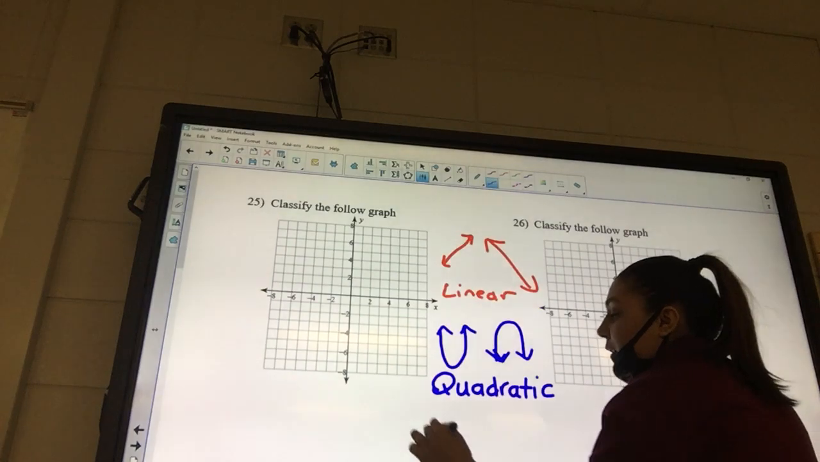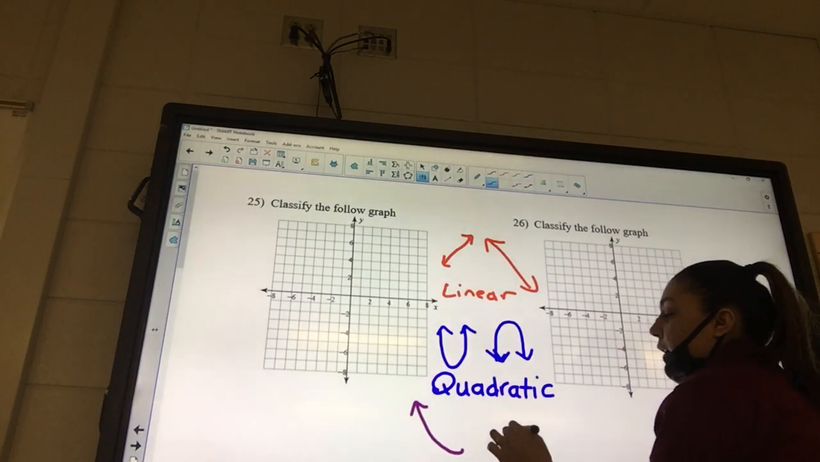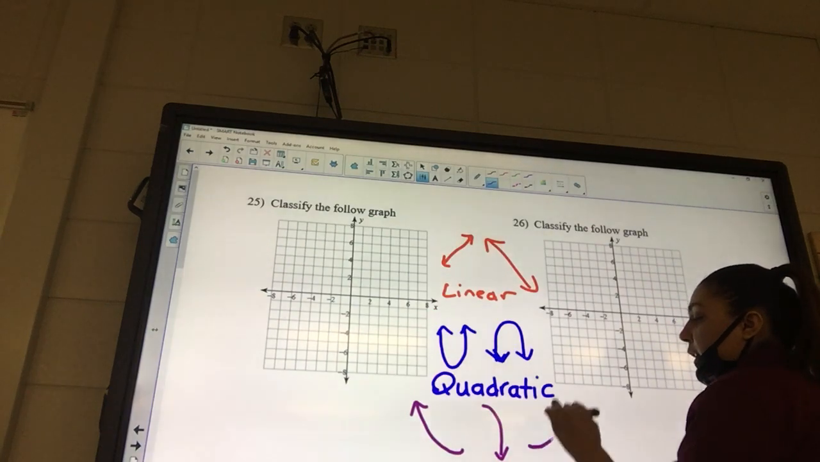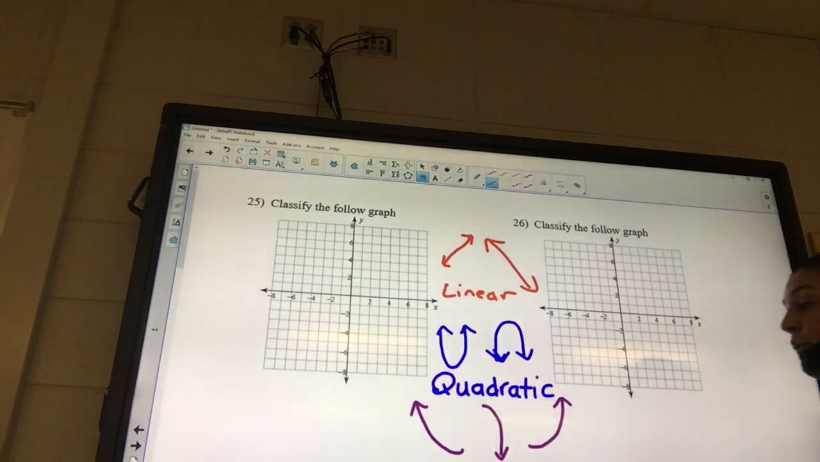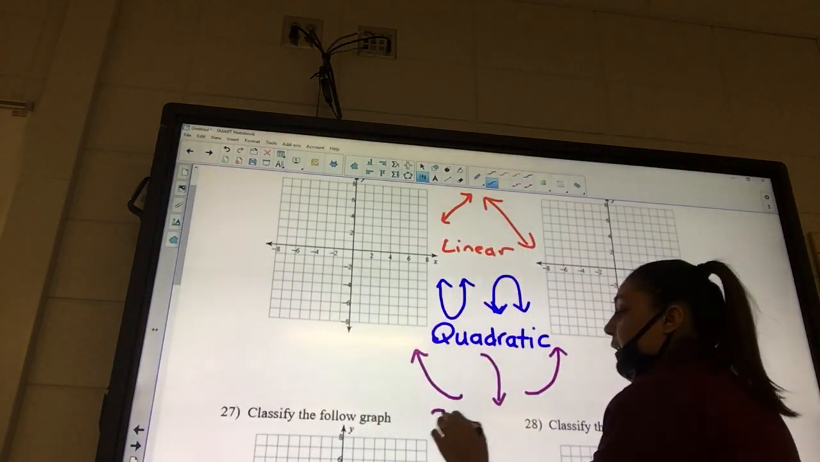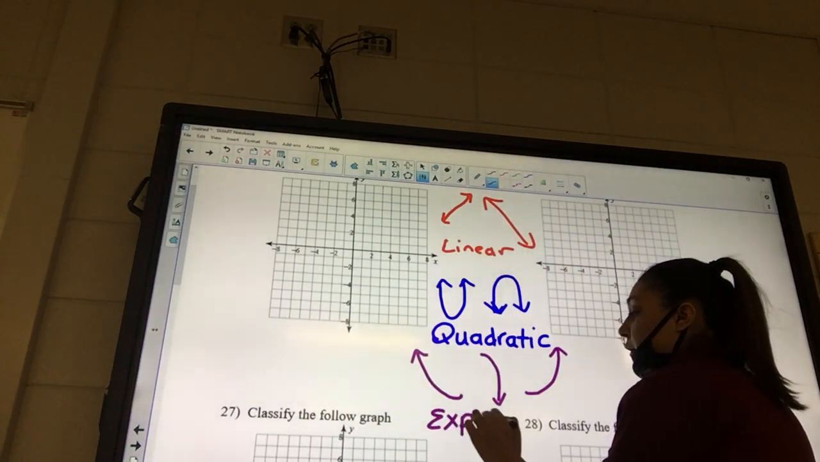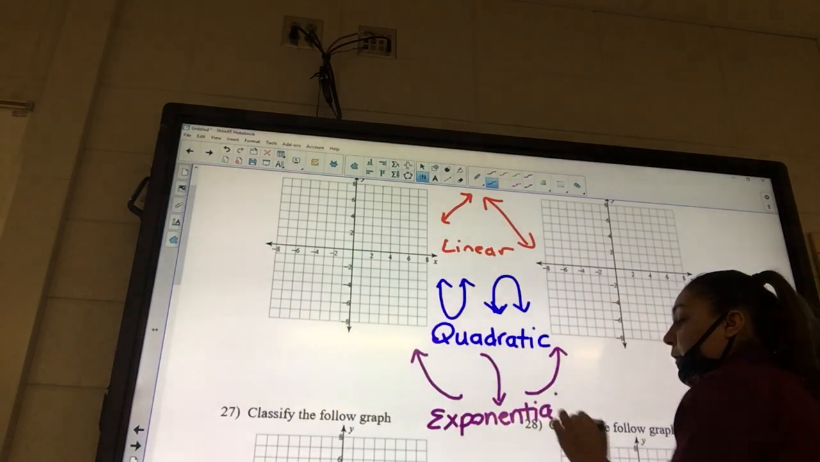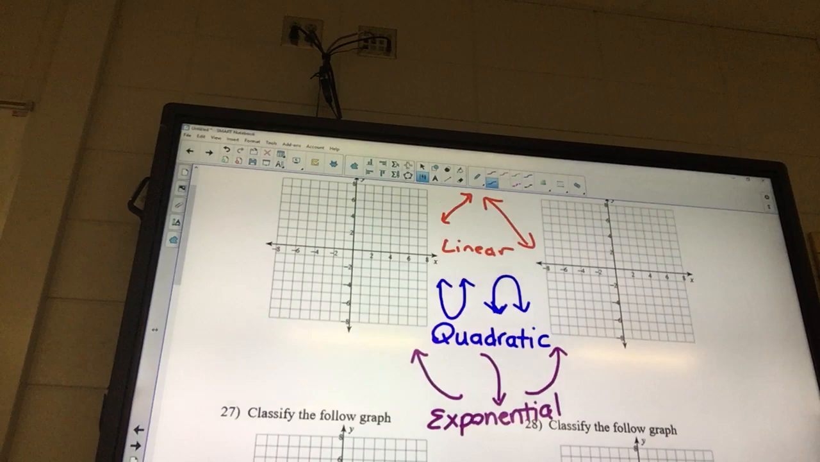Okay, the other one would look something like this, maybe. Or it could look like that. We could even say like this. It looks like a half of a U. Okay? If it looks like a half of a U, it's exponential. So it's either a line, it's a U, or it's an exponential.